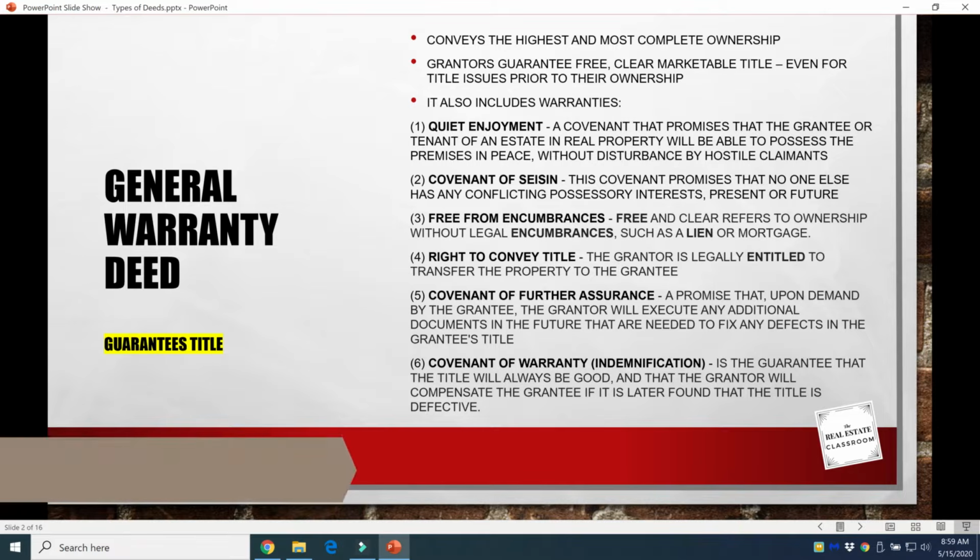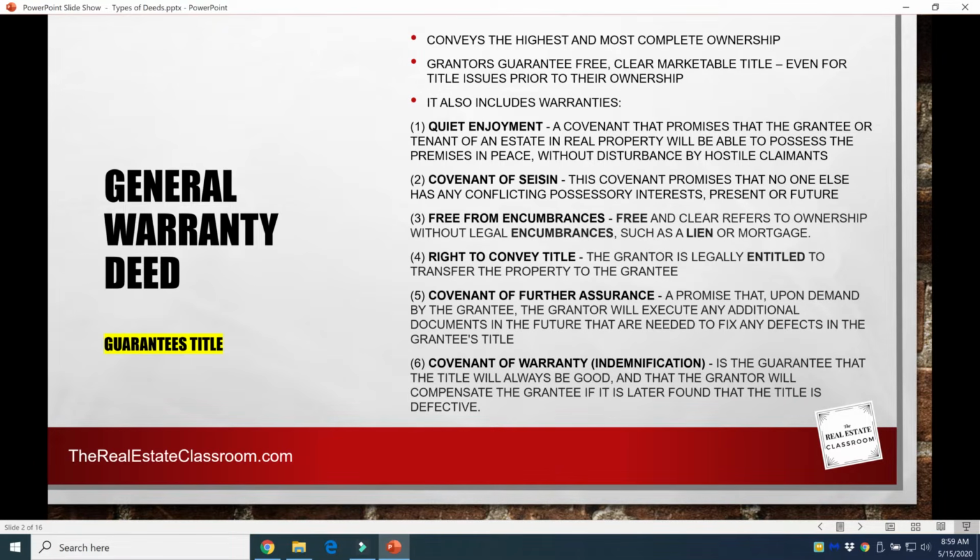Number two, covenant of seisin. Now, this covenant promises that no one else has any conflicting promissory interest, either present or future. It's basically saying that when the grantor uses this deed to transfer or convey title, they're assuring the grantee that there's going to be no one that pops up that says, hey, this is my property, or I have some ownership interest in this property.